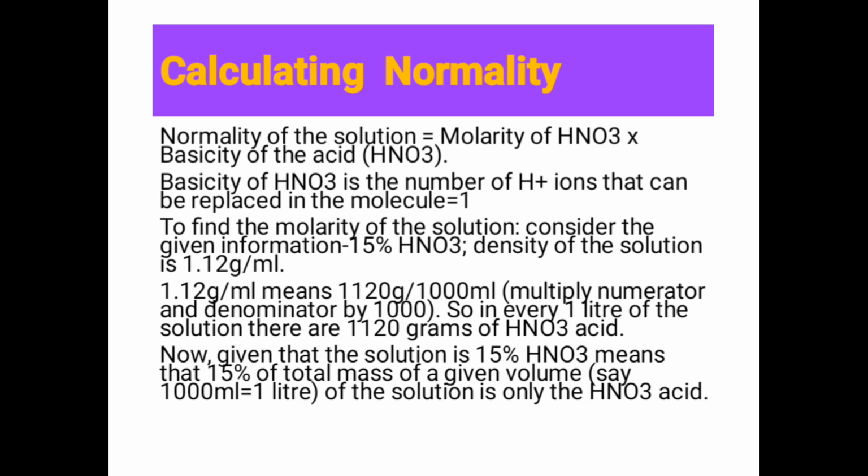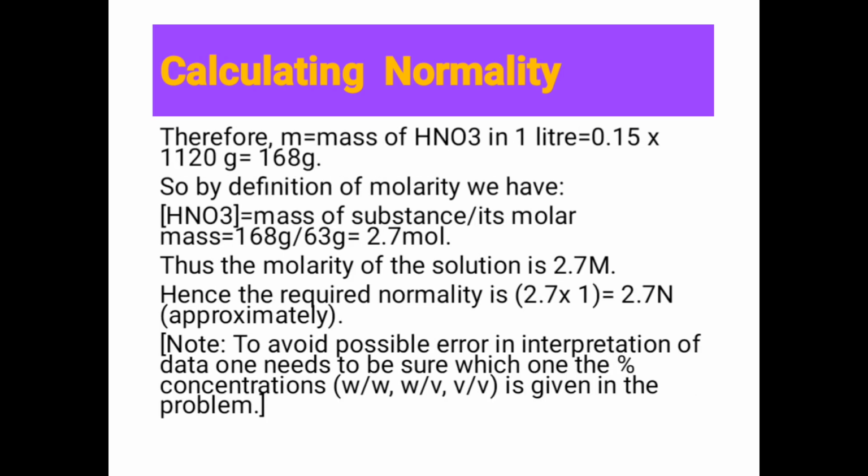So for every 1 liter, we have 1,120 grams. Now, the 15% means that the HNO3 there is 15% of the total mass of the solution. So to find 15%, we just say 15 over 100 multiplied by 1,120. That is 168 gram.